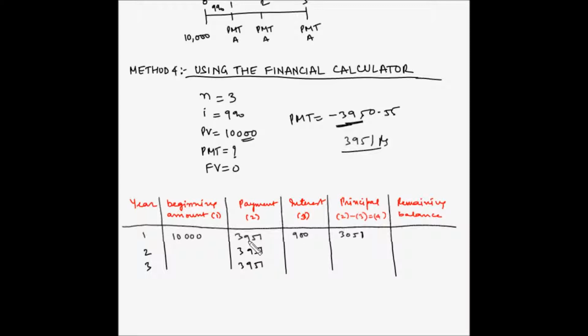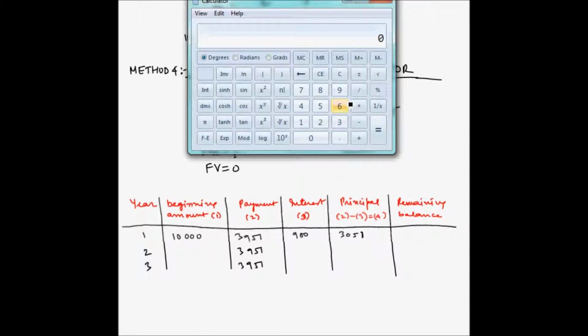Now while we have made a payment of 3051 out of 10,000, see 10,000 is the principal amount that we have to pay. Now at the end of the first year we have paid 3051 towards the principal. So the remaining balance is 10,000 minus 3051, so 10,000 minus 3051, 6949. So this is 6949 rupees. Now this 6949 rupees becomes the beginning amount for the second year.